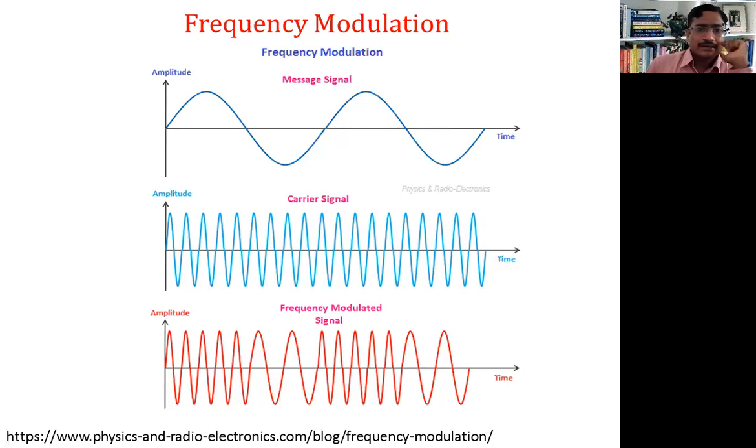So here, look here. This is the message signal. Now in the message signal we have this modulating signal. Then we have a high frequency carrier signal here. Now when this frequency modulation happens, there is a change in the frequency of the carrier signal according to the amplitude. Now during this positive half cycle, there is no change because there was a positive amplitude.